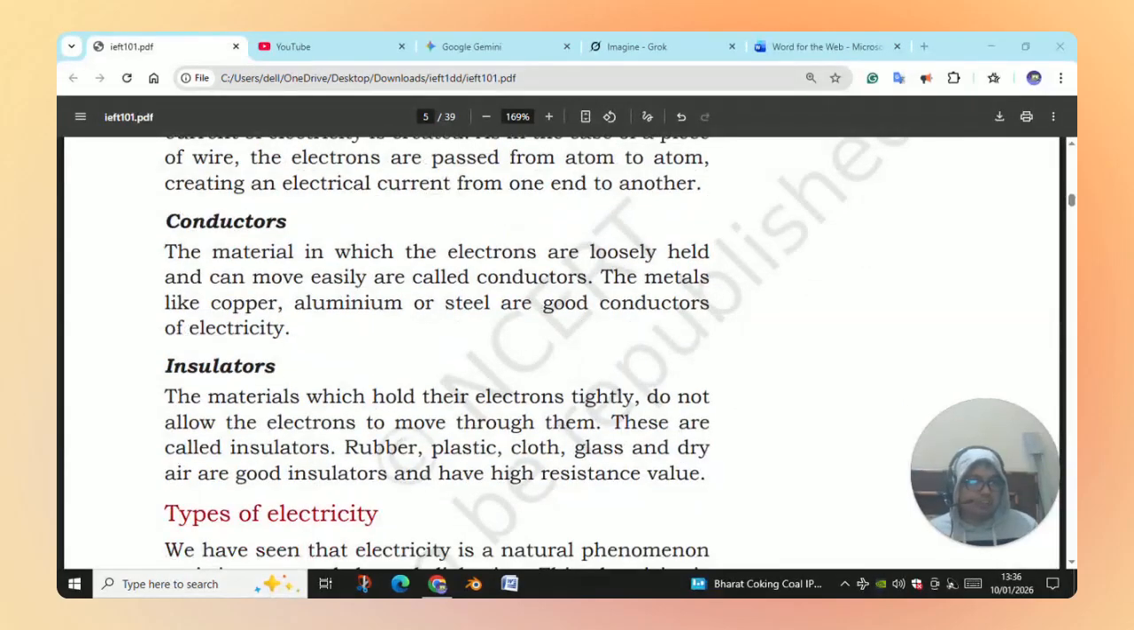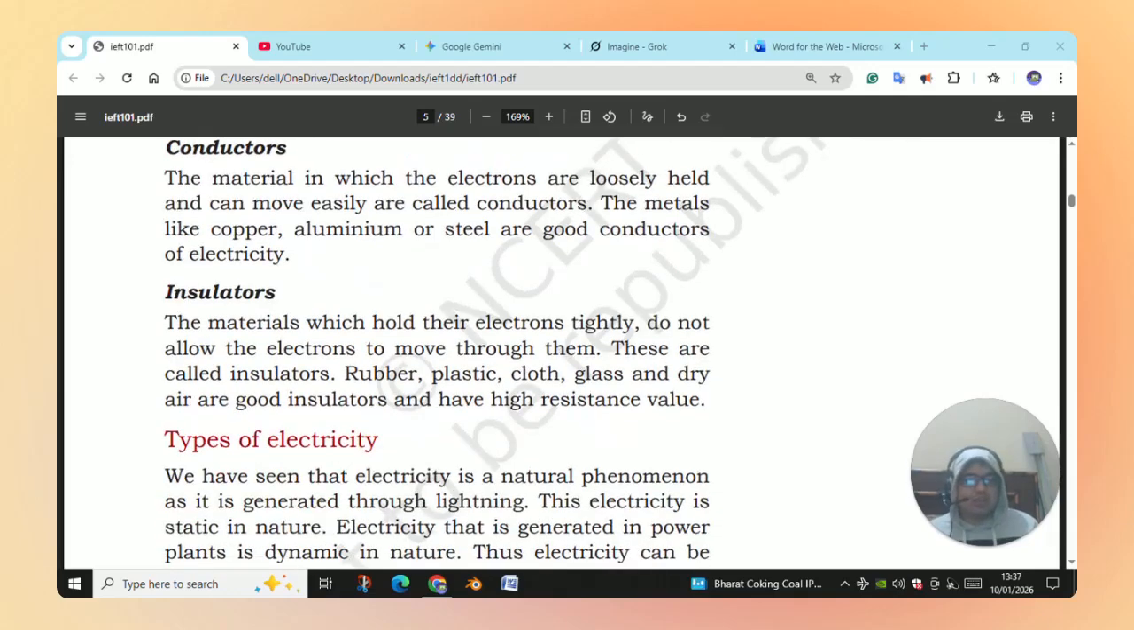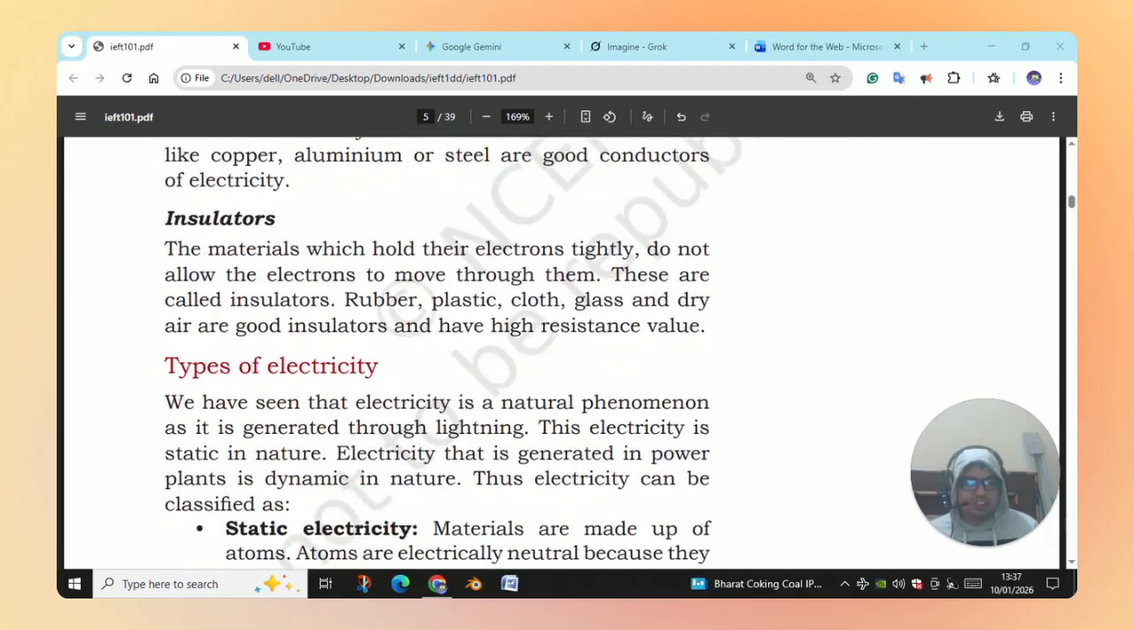Conductors: the materials in which the electrons are loosely held and can move easily are called conductors. Metals like copper, aluminium, steel are good conductors of electricity. Insulators: materials which hold their electrons tightly do not allow the electrons to move through them. These are called insulators. Rubber, plastic, cloth, glass, dry air are good insulators and have high resistance value.